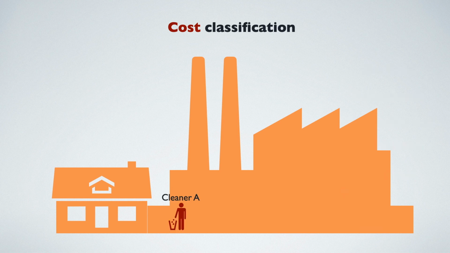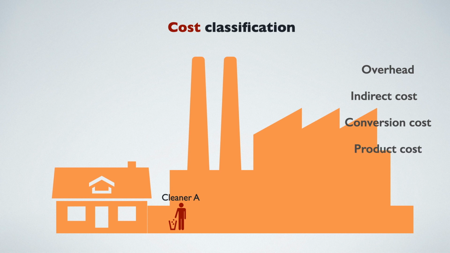This is cleaner A. He is not closely working on the product. The salary for him is an overhead and considered also as indirect cost. Like the supervisor, he is not the prime cost, but he is still as important as others in the factory. So, he is conversion cost and product cost. Whether he is a fixed or variable cost depends on the nature of his salary or wages payment.